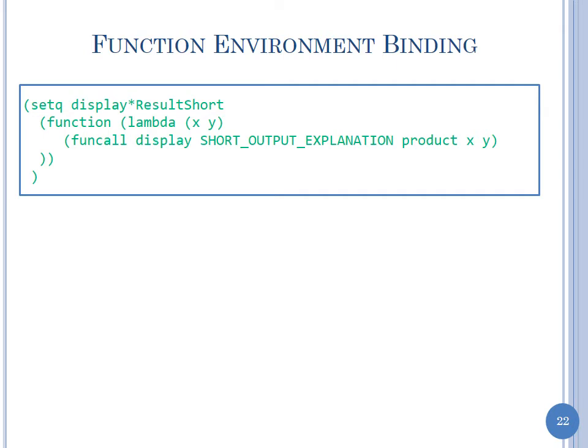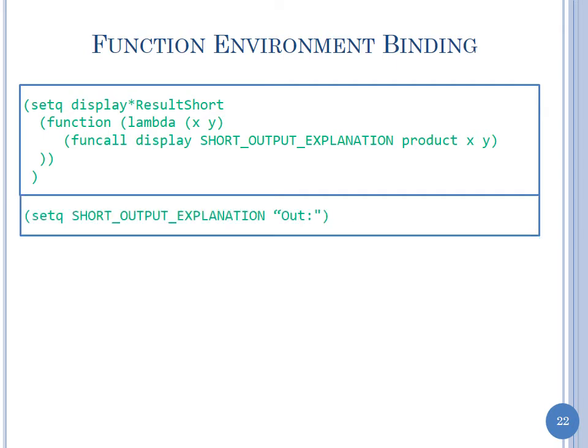Okay, now let's go and answer Robert's question. And we're also answering your question. Why don't you just put function there? Okay, and currying is something that C-Lisp doesn't provide. So this is something I'm doing in here to mimic ML. So that's part of the reason why we don't want to quite use function. So let's look at this. I have done display star result short, and I've assigned that to a function, lambda xy, and I do FUNCALL display short output explanation product xy. I now go and set short output explanation to out after doing this set Q.